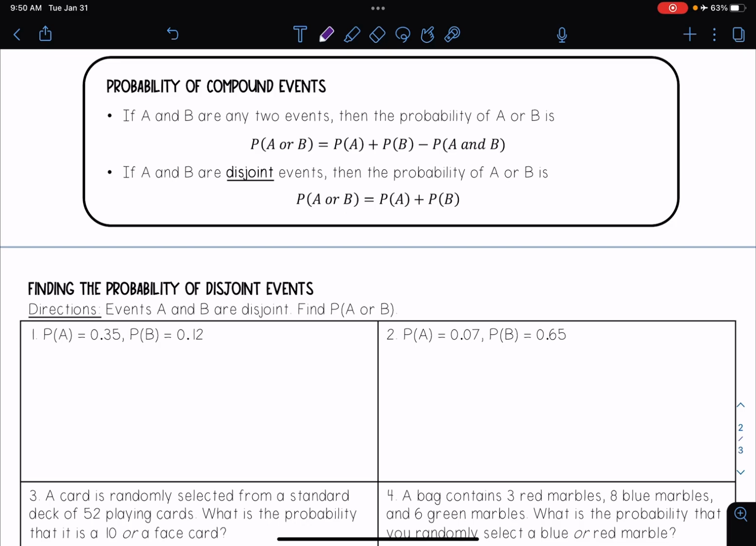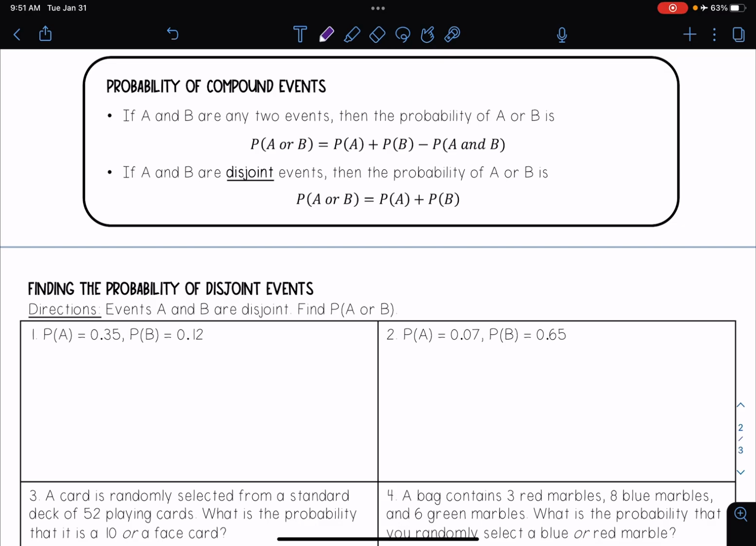And so if you see in this bubble up here, it says if A and B are any two events, then the probability of A or B is probability of A plus probability of B minus probability of A and B. However, if A and B are disjoint events, then the probability of A or B is just equal to probability of A plus probability of B.